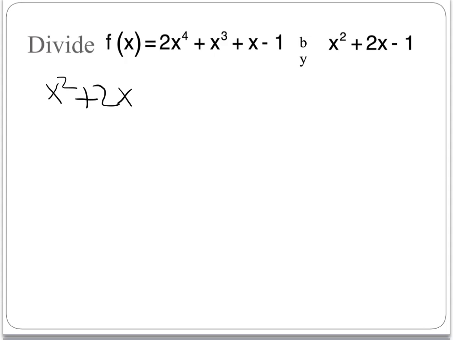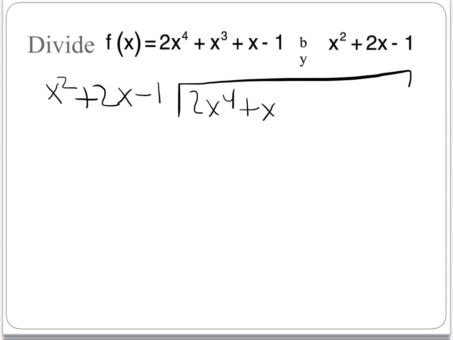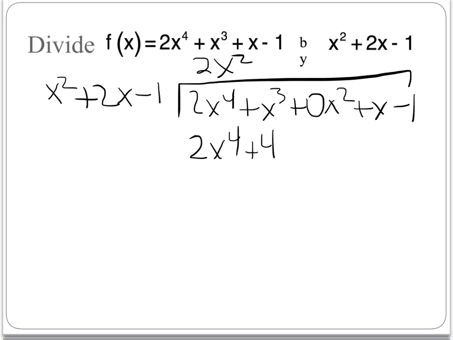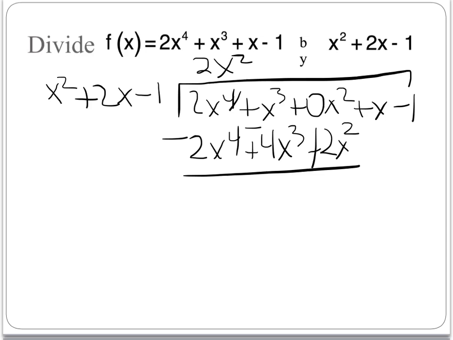Okay, let's see if you're correct. So this goes on the outside. We get 2x to the 4th plus x cubed plus 0x squared plus x minus 1. So I need a 2x squared. Then I multiply it out, 2x to the 4th plus 4x cubed minus 2x squared. And then we change the sign and add them together.